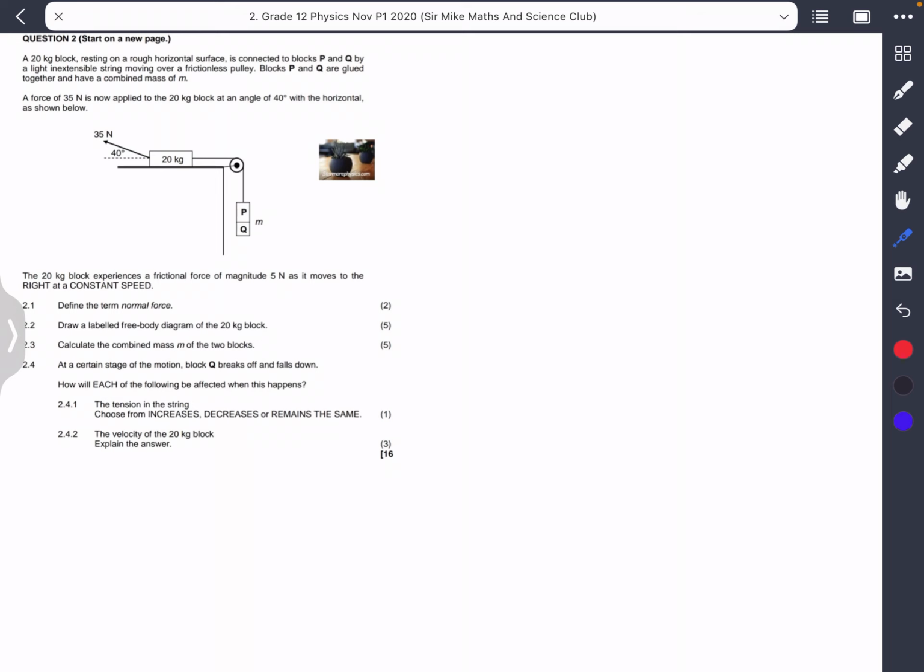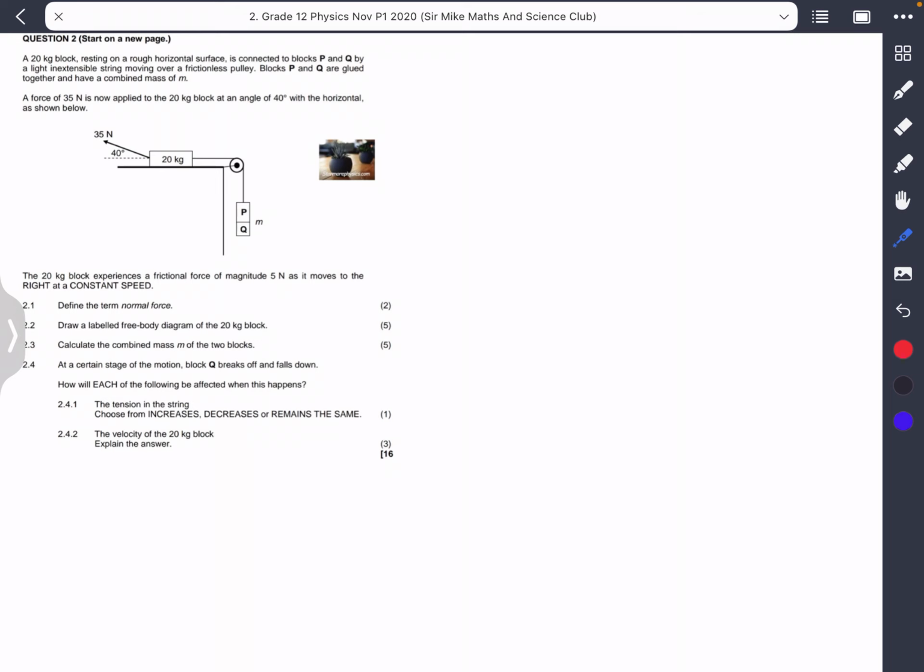So for 2.1, without wasting time, they say define the term normal force. So the formal definition: a normal force is a force that a surface exerts on an object that it is in contact with and which acts perpendicular to the surface. That's the formal definition for normal force.